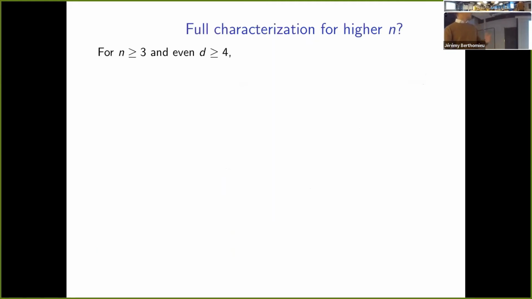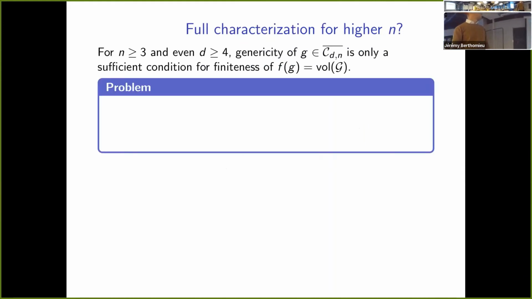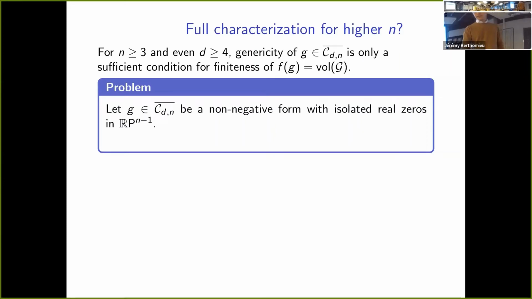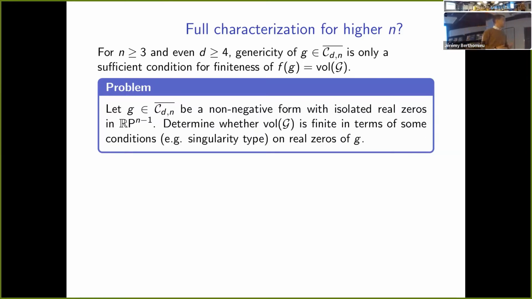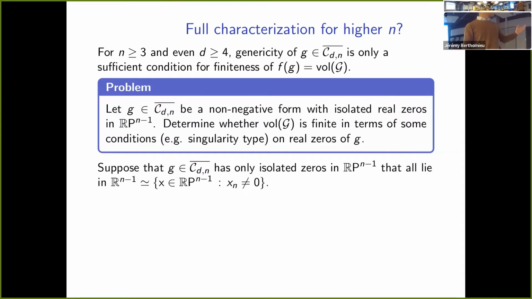Okay, and now I come to this question that I mentioned already. Unfortunately, genericity is only a sufficient condition for finiteness of the volume. A natural problem is to characterize at least those forms that have isolated real zeros and that have finite volume. For example, Motzkin does not have only simple zeros, but still it has a finite volume. A possible characterization can be, for example, in terms of singularity types of zeros of your form.